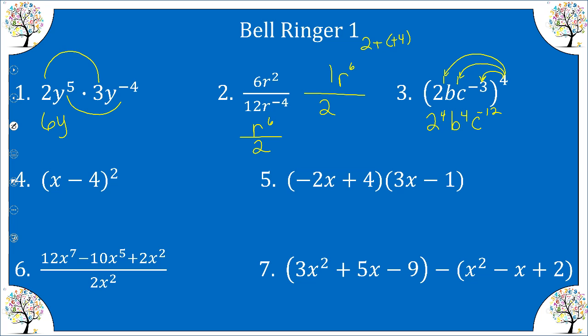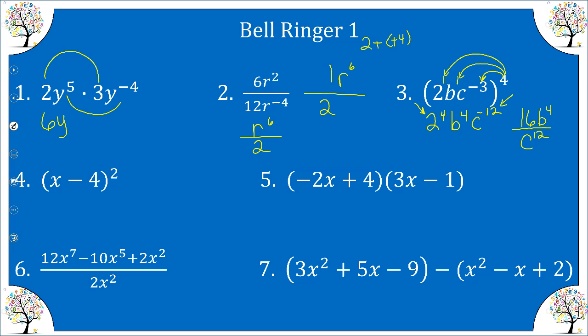There are 2 things that we need to simplify. We need to evaluate 2 to the 4th, and we need to take care of our negative exponent. So 2 to the 4th, 2 times 2 times 2 times 2, gives us 16, b to the 4th, and then we're going to put c to the negative 12th in the denominator to make it a positive exponent.